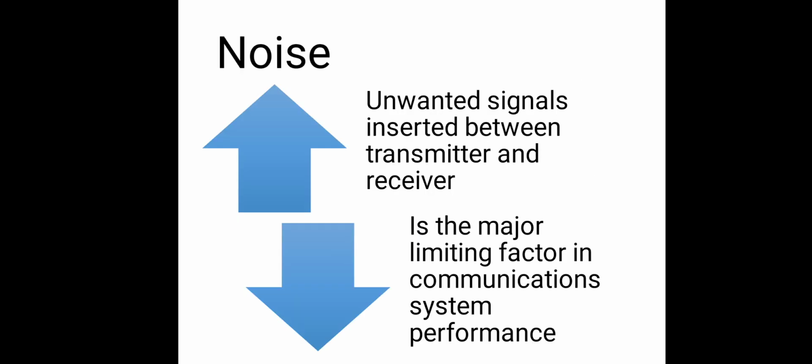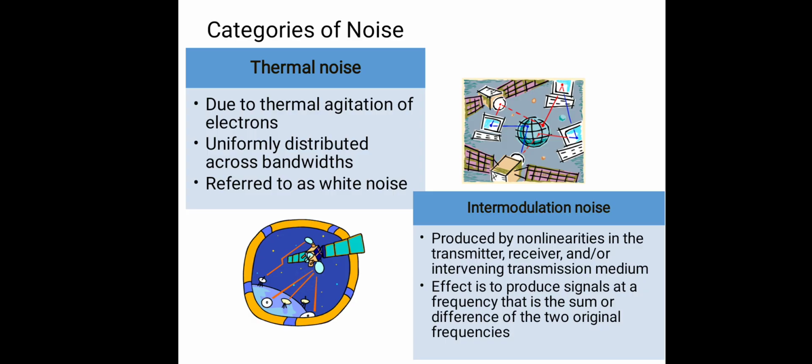Noise. Unwanted signals inserted between transmitter and receiver are the major limiting factor in communication system performance. The categories of noise are thermal noise and intermodulation noise. Thermal noise is due to thermal agitation of electrons and is uniformly distributed across the bandwidth. It is also referred to as white noise.